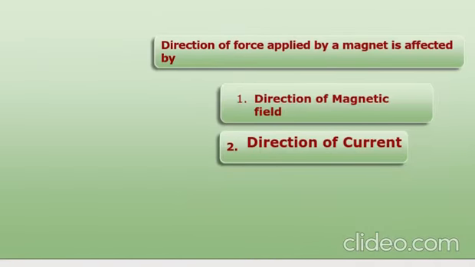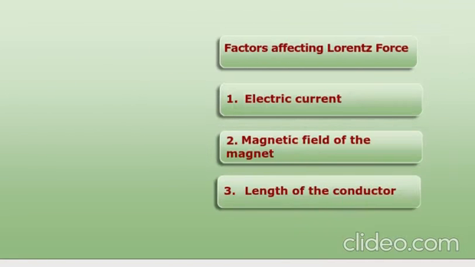So the direction of force applied by a magnet is affected by which two factors? First is the direction of the magnetic field, and second is the direction of the current. With that, the direction of force applied by the magnet is determined. Now, what are the factors which affect the Lorentz force, and what is the Lorentz force?